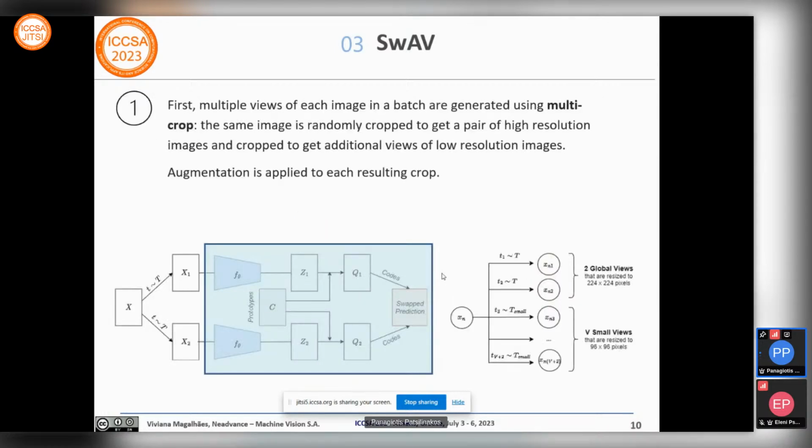And so initially, we give the model a batch of images, and each image we apply multi-crop. So that image is cropped randomly, and we have two high resolution images and low resolution images. This makes the model learn more features and makes it scale invariant, which helps even in other self-supervised learning models. And to those images, random augmentation is applied, such as random flips, blur, etc.